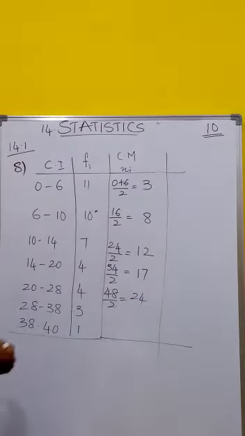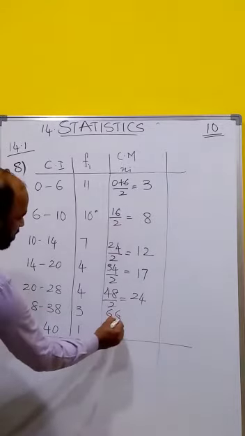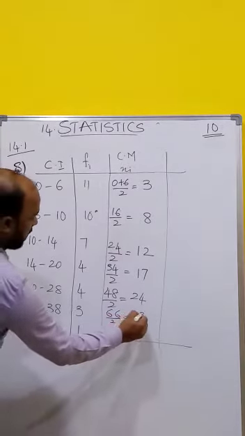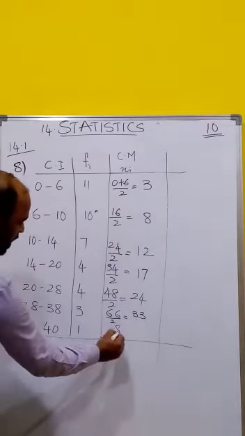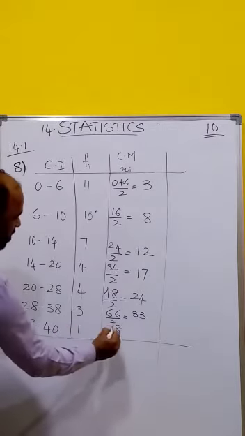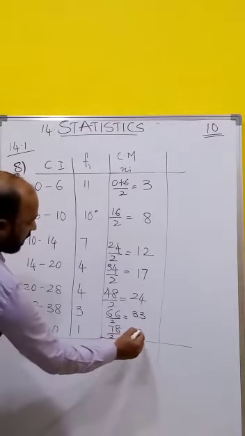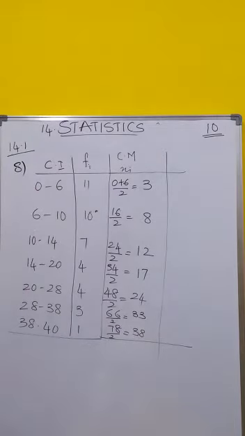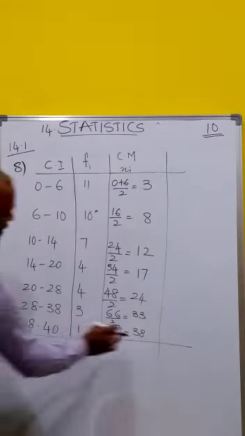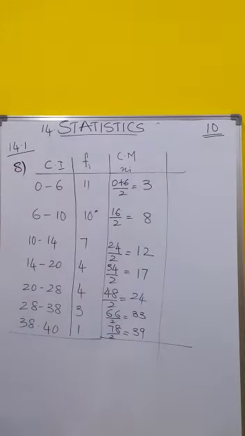28 plus 38 is 66, 66 by 2 is 33. Then again 38 plus 40 is 78, 78 by 2, that is 39. Clear, we got the xi values.